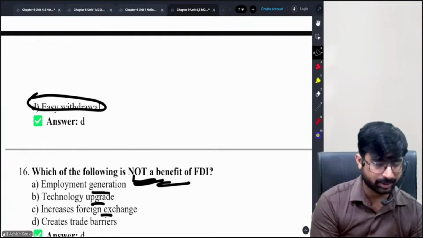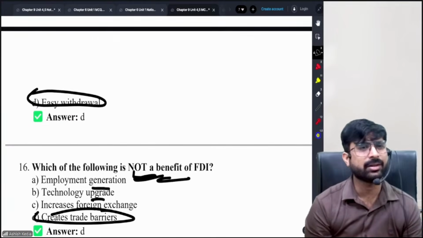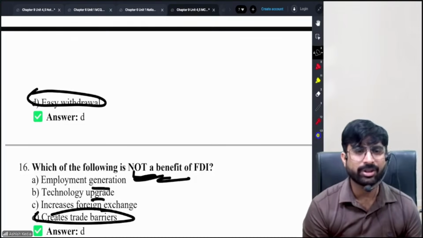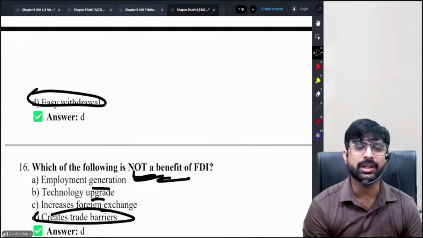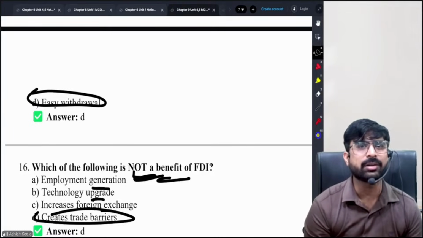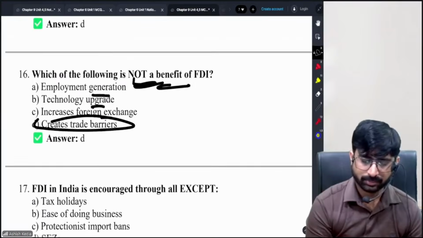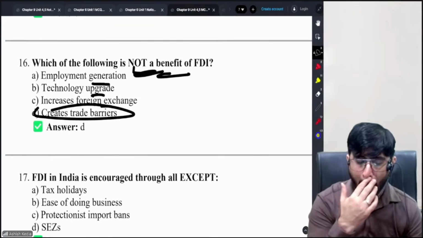Creating trade barriers. Why will it create trade barriers? FDI is opening trade barriers. You are investing the money. So how is it creating trade barriers? It is promoting trade, in fact.